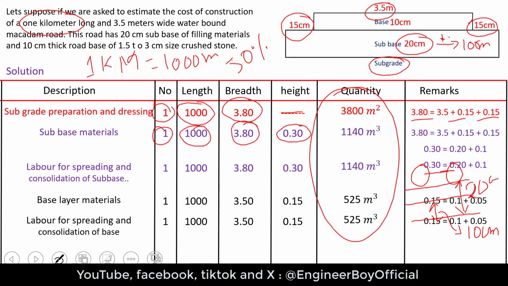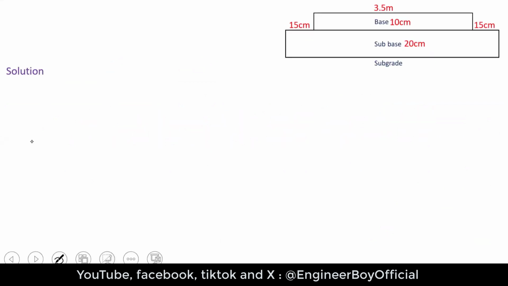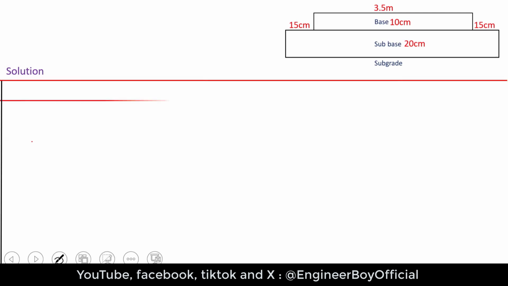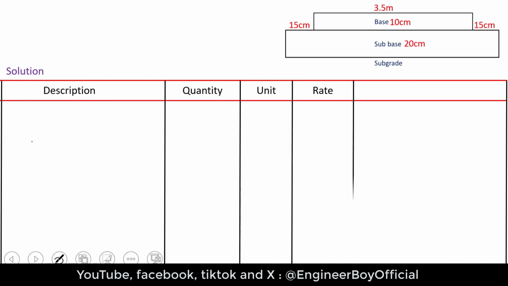You have to look for the same materials in MRS, and then look for the composite rate or the labor rate in the same MRS. This time, I'm going to assume some rates for the same work, so we can carry out the abstract of cost, okay? We have the quantities, so we will add the description, then the quantities, the unit of quantity, of course the rate, and then the total amount in Rs, okay?